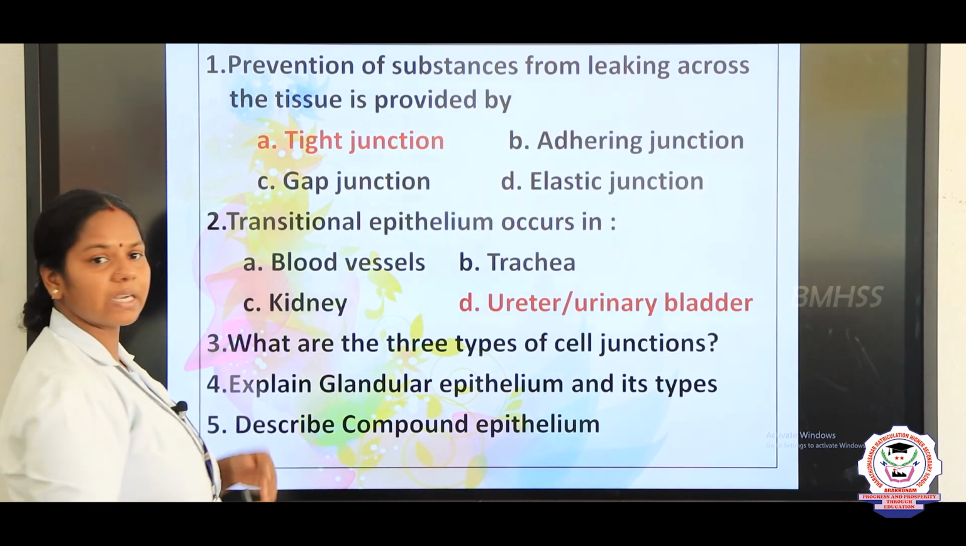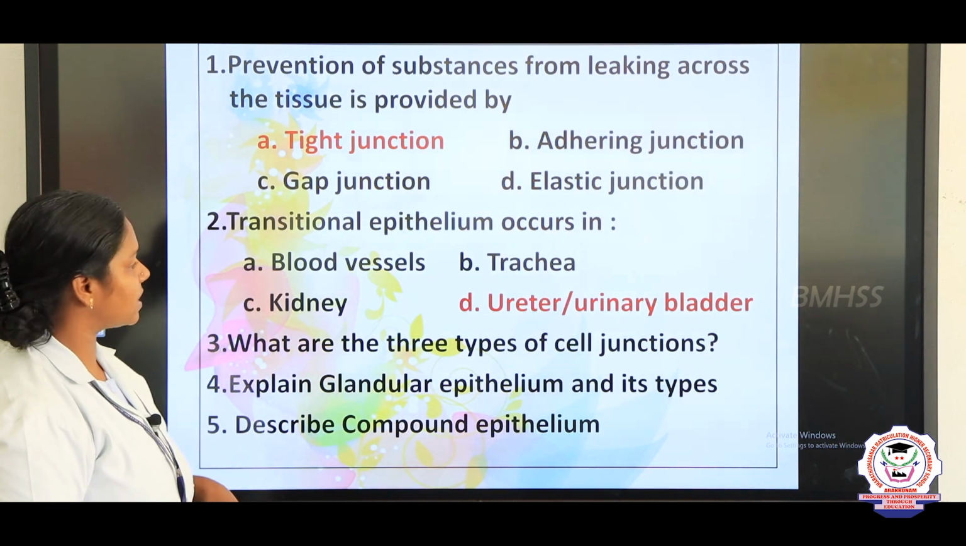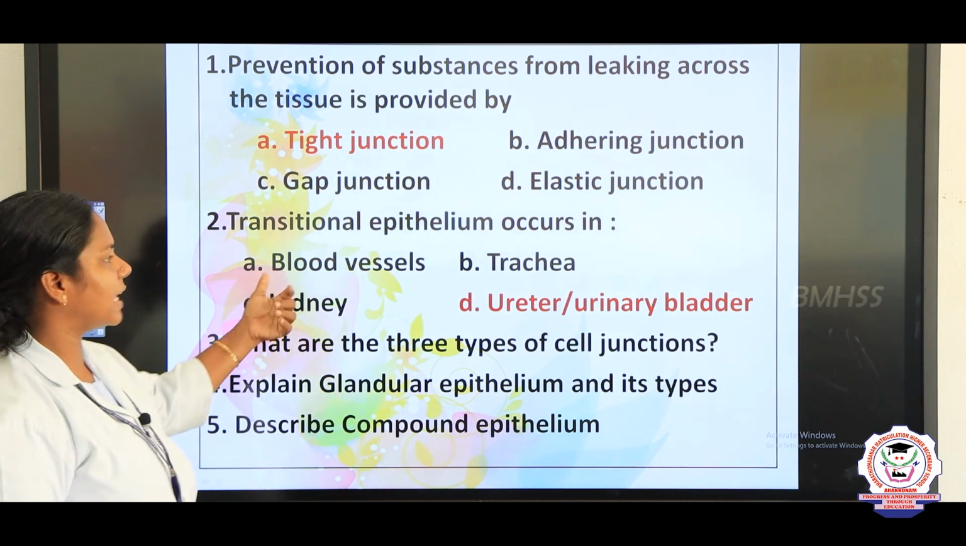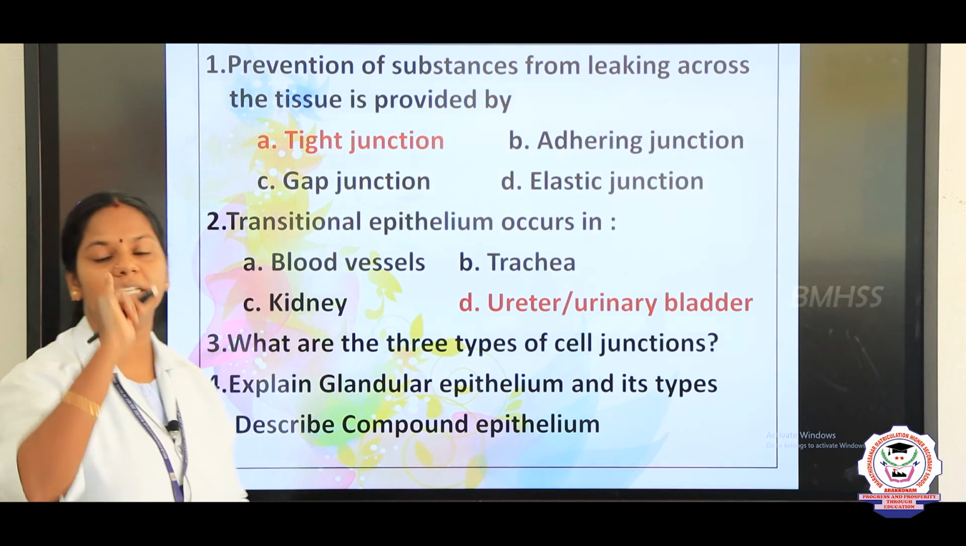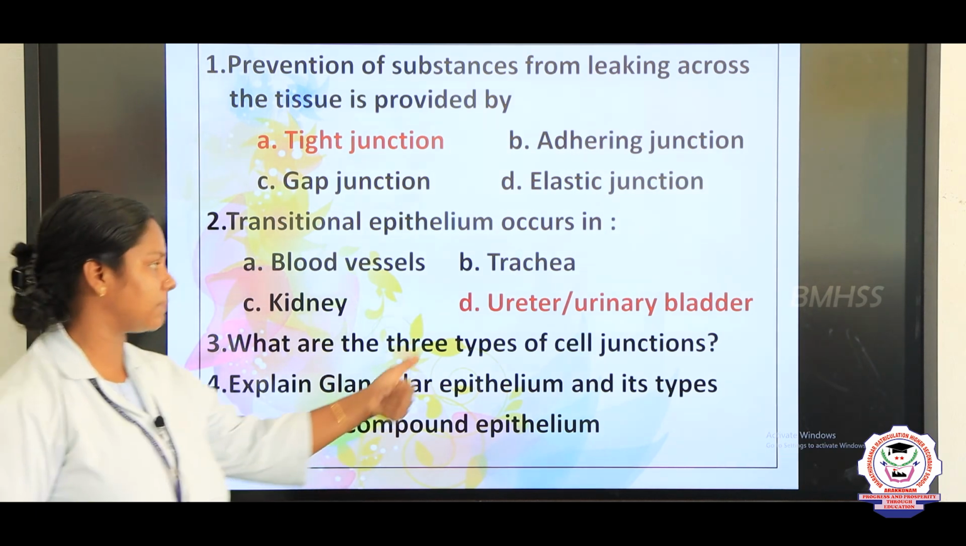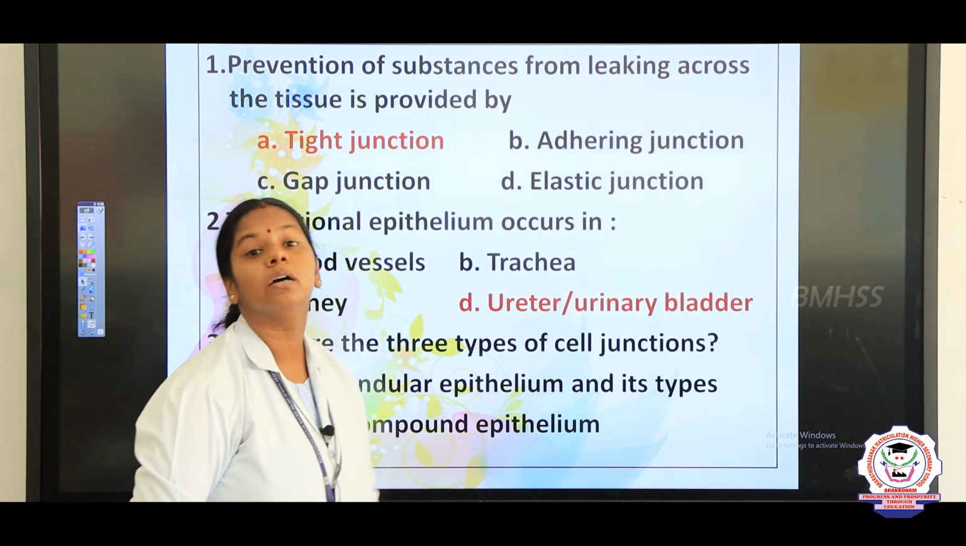So this is the assessment given related to this topic, children. From this I will ask you one question. Transitional epithelium occurs in which part of our body? Yes, very good. It is present in our excretory system, that is ureter and the urinary bladder.